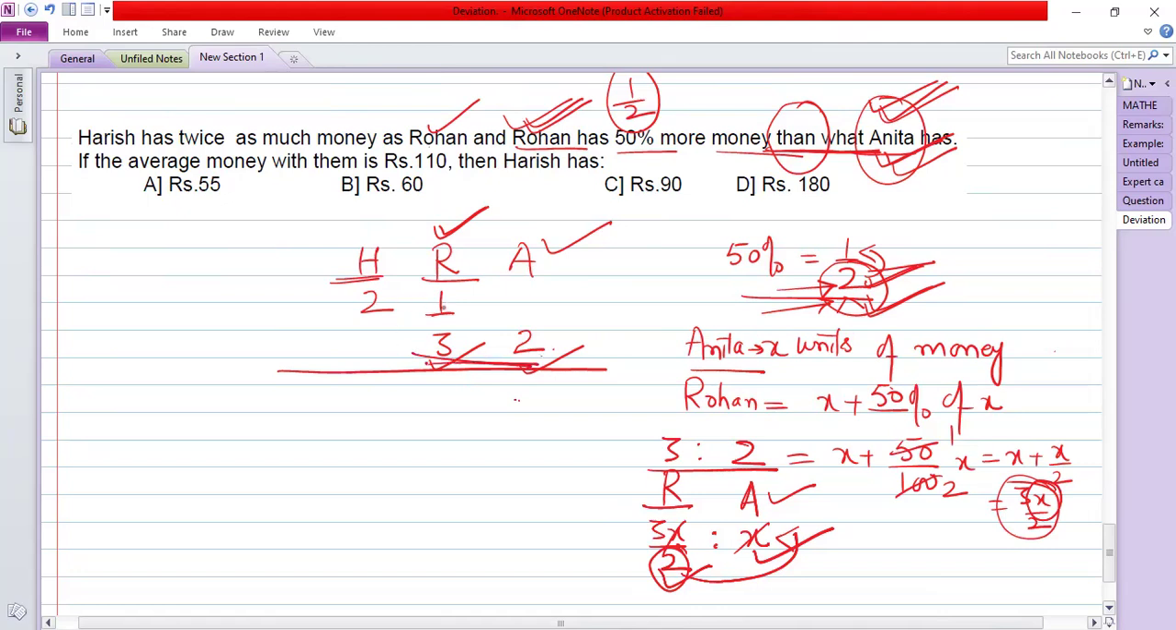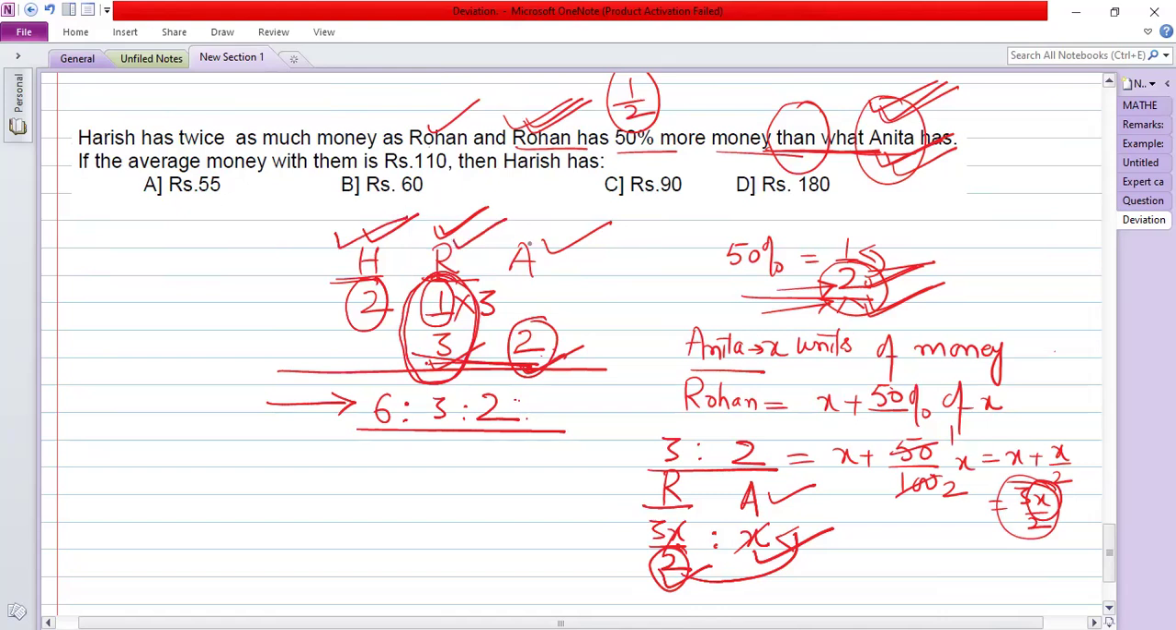So now I need the common ratio. For that, I need a common number here. For that, I simply multiply this by 3. So first I write 3 here. Since I have multiplied this one by 3, I have to multiply this 2 by 3 also. So 6:3, and this 2 stays as such. So this is the common ratio among Harish, Rohan and Anita.